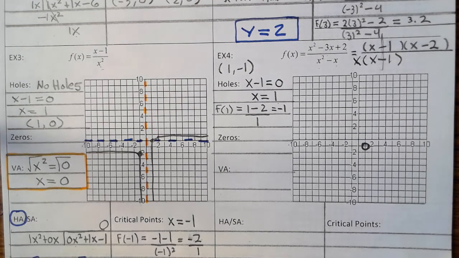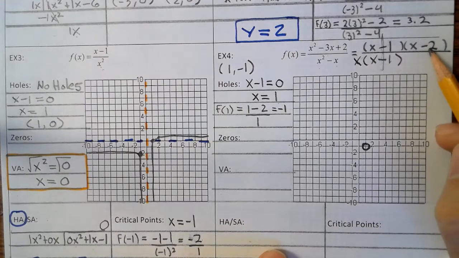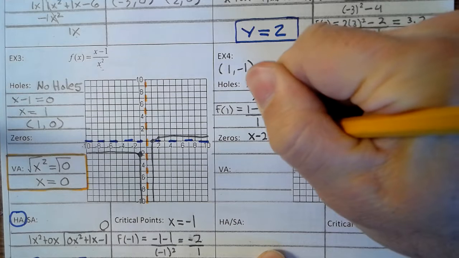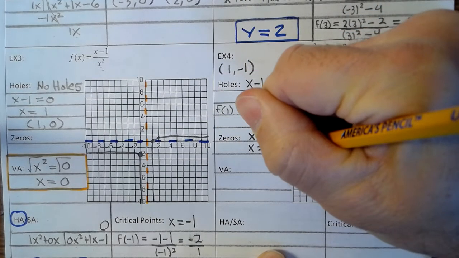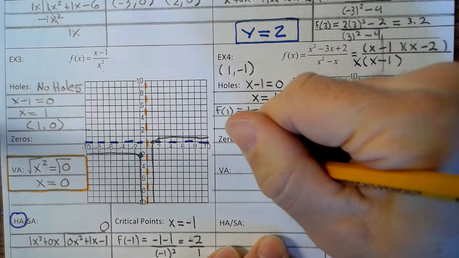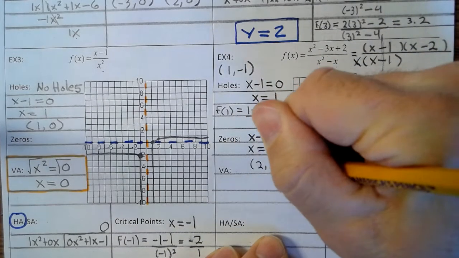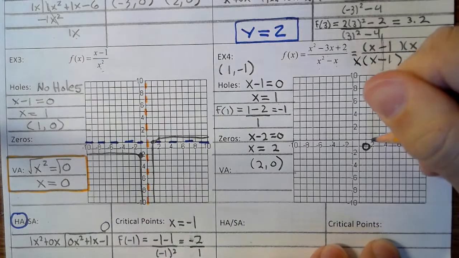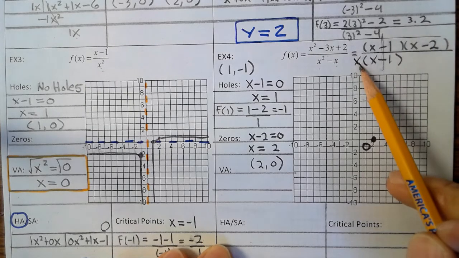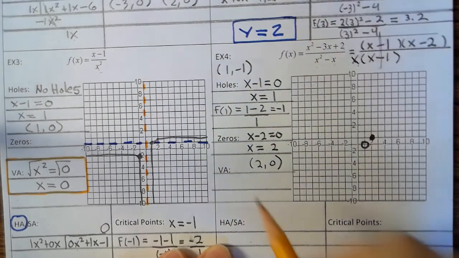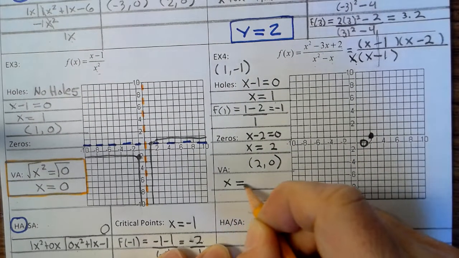Okay? Now for the zeros, we set the numerator equal to 0, which is only the x minus 2. So x minus 2 equals 0, so x equals 2. So we have a zero at 2 comma 0. Okay? Now vertical asymptote, we set the denominator equal to 0. So that's x equals 0.